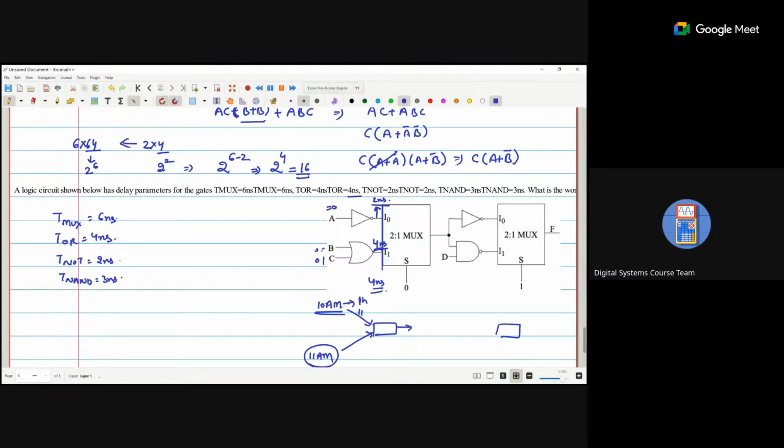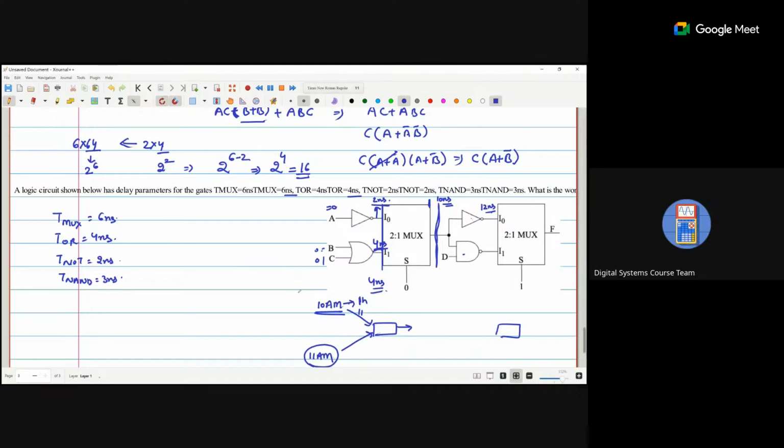Is it clear? Any doubt? Clear. Okay. Now the mux will take 6 nanoseconds. So we are getting the output here at 10 nanoseconds. Now after 10 nanoseconds, one input goes to this one. So again the NOT gate will take 2 nanoseconds, so it will arrive at 12 nanoseconds.